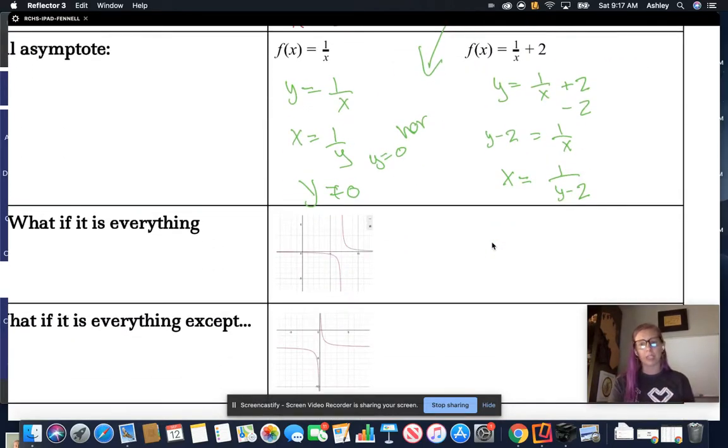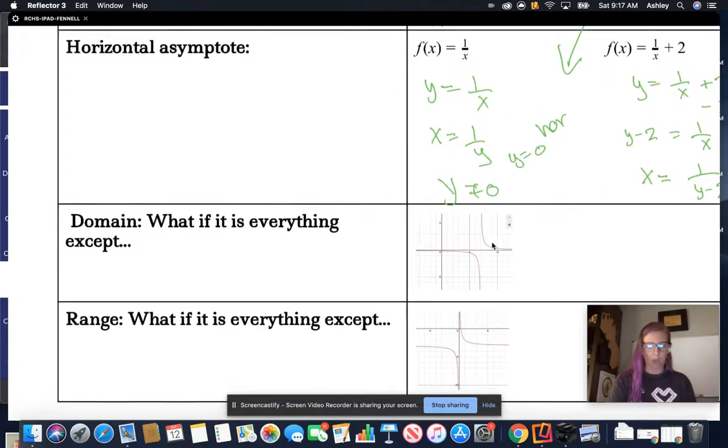So now I need to ask myself, all right, what value of y would break this function? What value of y would break this function? So y is not allowed to equal 2 now, because if y equals 2, when I take 2 away from 2, I get 0, and now I have an asymptote because you cannot divide by 0. So this horizontal asymptote would be at y equals 2.